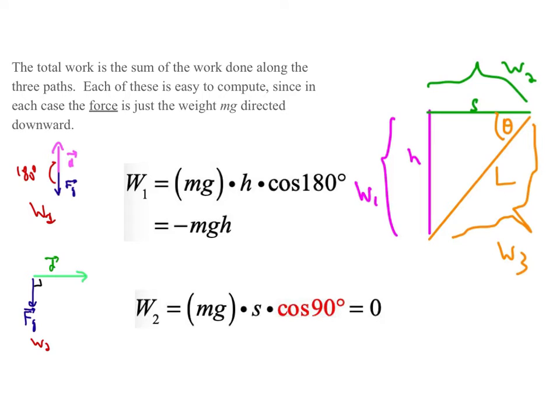And then along path 2, we have gravity pulling it down, but the displacement is horizontal, so the angle is 90 degrees. And as always, work is zero if the force is perpendicular to the path. So we have mg times s times cosine of 90, which is 0, meaning it doesn't matter how far over we pull it. Gravity can't access the horizontal motion and does no work in that case. We'll see that's really important when we talk about energies as well.